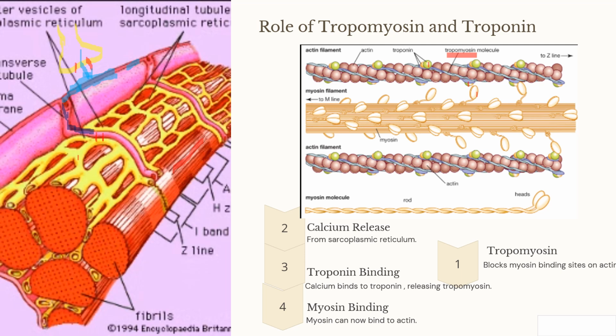shortening. With the muscle shortening, it will also result in shortening of the H as well as I bands and the distance between the Z lines. The A band will remain the same. The A band is always the same length. So this is how muscle contraction happens.